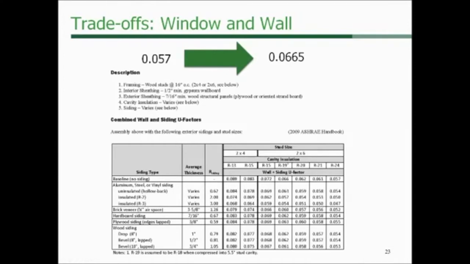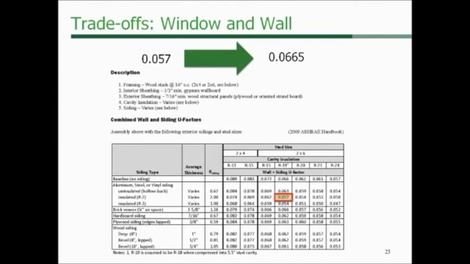Here's another table for walls saying these are the U factors. And if we look, what does a 0.057 wall look like? If I have 2x6 studs with R19 insulation, and I have an R2 insulated vinyl siding, I can make that 0.057. But now I've used an improved window and I can get to 0.0665.